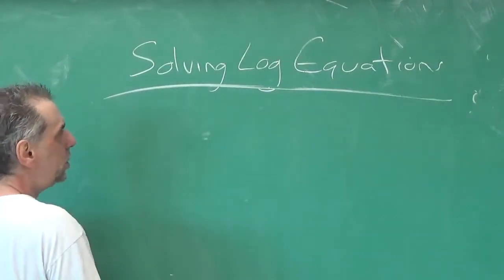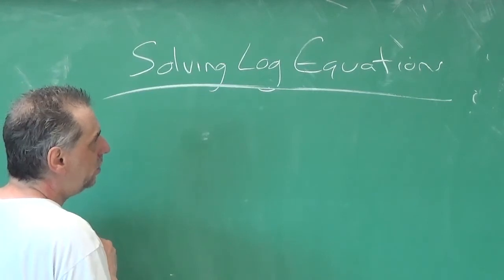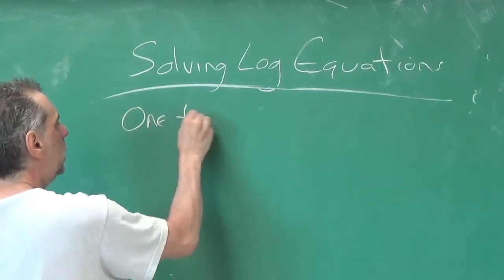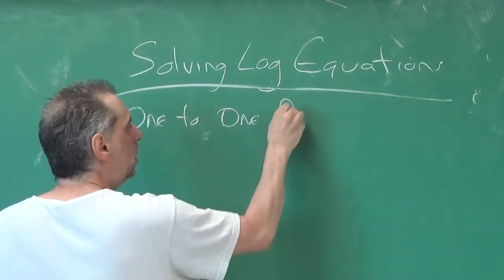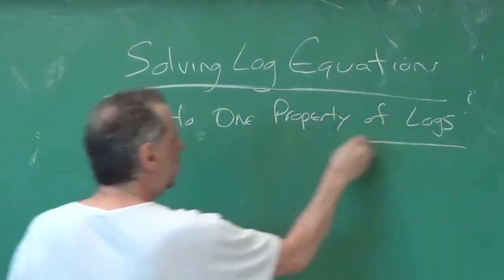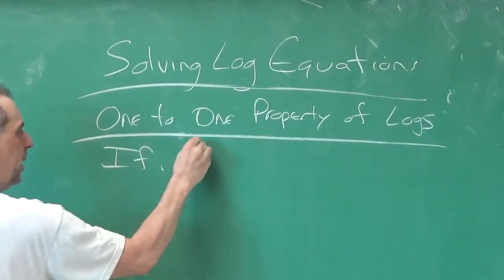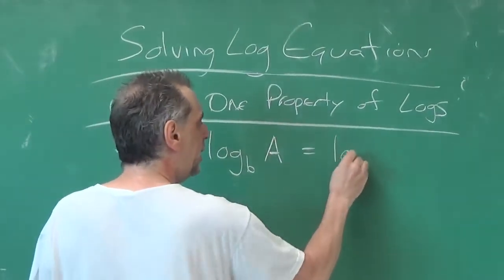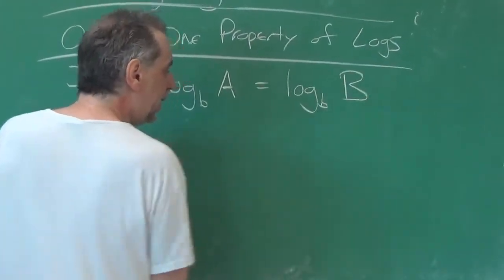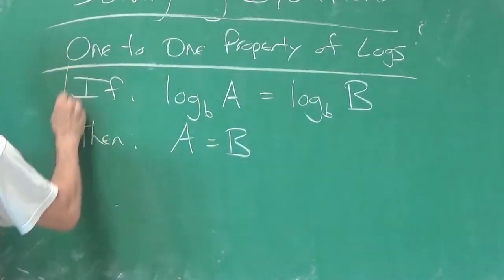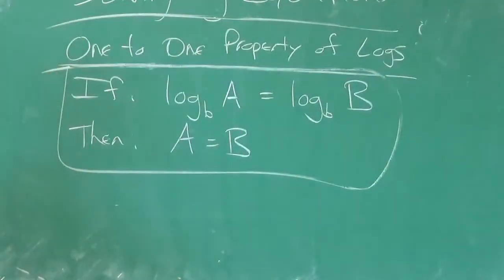So basically we're going to use two ideas to solve logarithmic equations. We're going to use the one-to-one property of logarithms, which says if I have a logarithm base b of something on one side and a logarithm base b of something else on the other side, well, pretty obviously those somethings have to be the same. So that's one property that we're going to use.